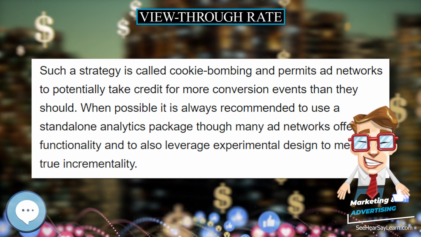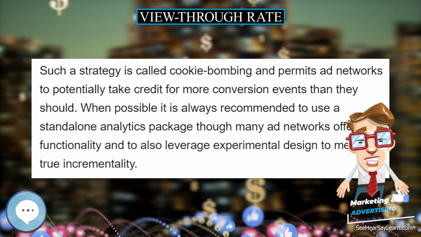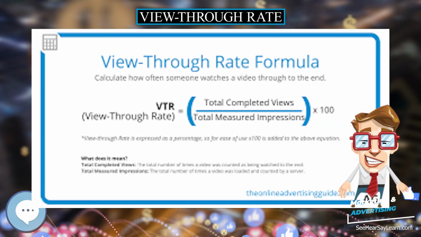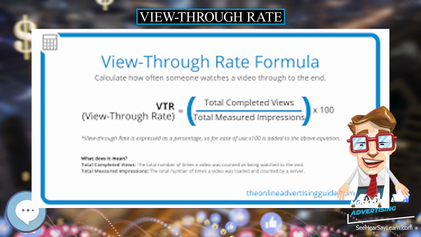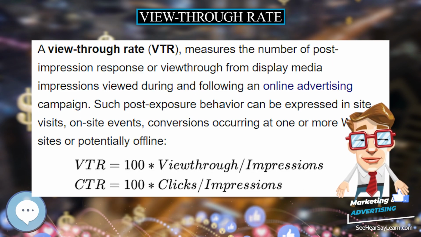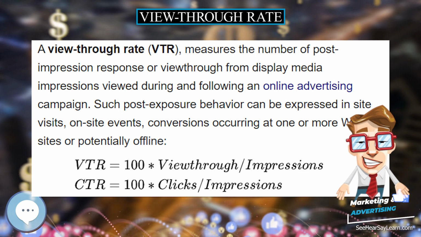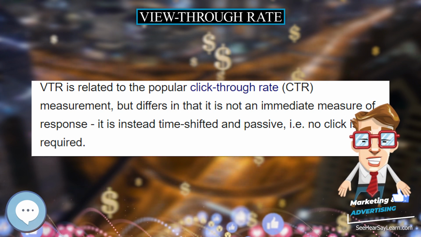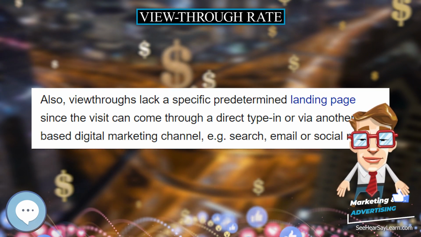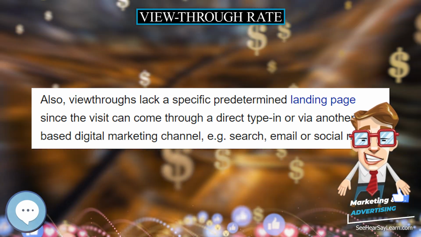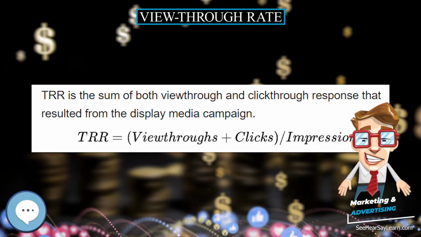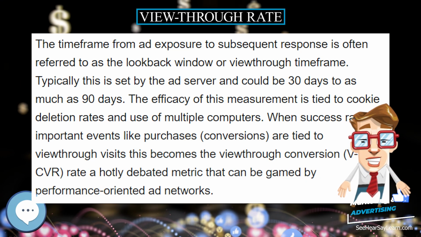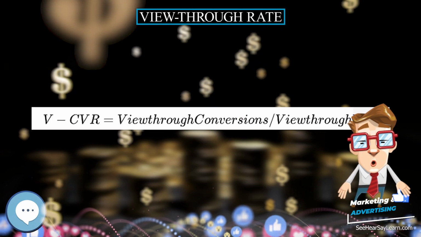ad network's page tag loaded on a conversion page, less scrupulous ad networks have taken advantage of this by purchasing cheap below-the-fold ad inventory more for the purposes of dropping as many cookies as possible across as many users as possible than for showing the target audience advertisers' ads. Such a strategy is called cookie bombing and permits ad networks to potentially take credit for more conversion events than they should. When possible, it is always recommended to use a standalone analytics package, though many ad networks offer this functionality, and to also leverage experimental design to measure true incrementality.